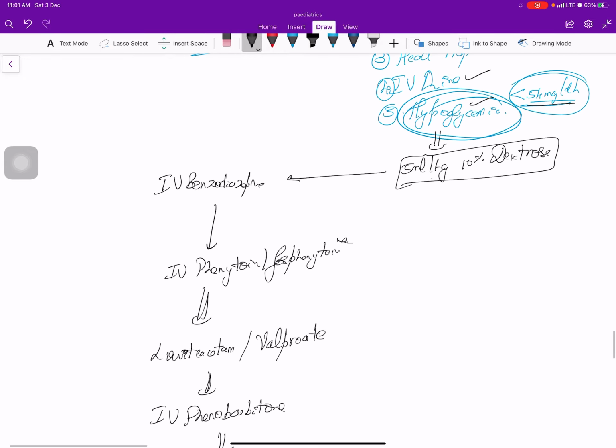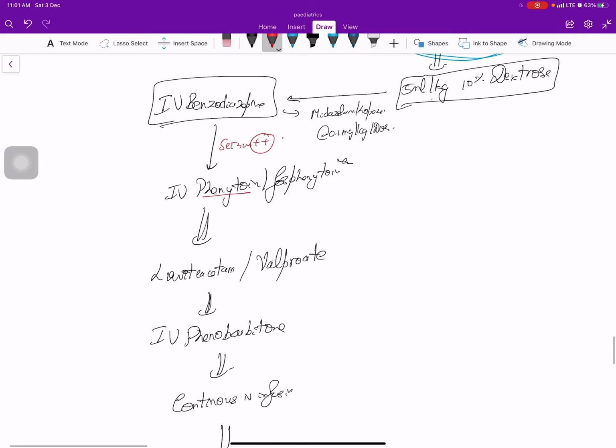So in here what we're going to give is midazolam or lorazepam. We're going to give 0.1 milligram per kg per dose. Seizure is still persisting, not resolved. We shift over to phenytoin or fosphenytoin. Okay, how much is this given? 20 milligram per kg. Seizure still persisting. Fosphenytoin, then we go to valproate or levetiracetam. Okay, this is going to be 20 to 40 milligram per kg.